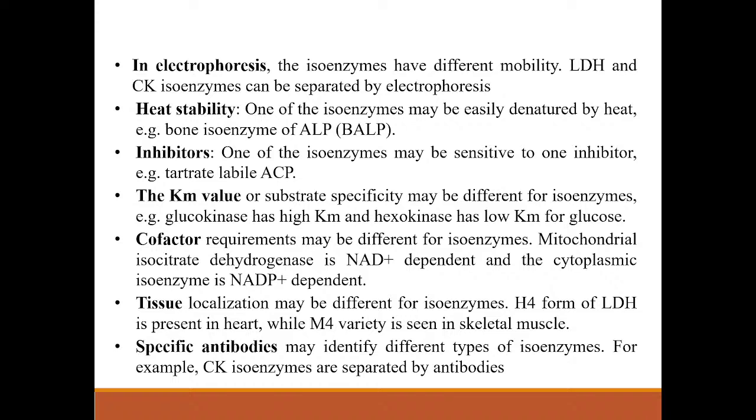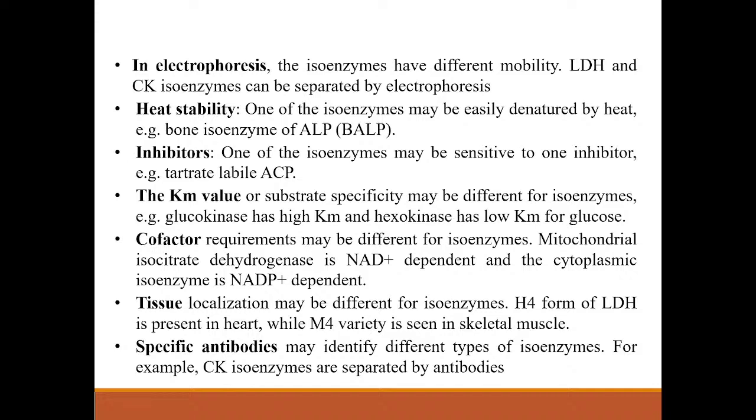The Km value or substrate specificity may be different for isoenzymes. Example, glucokinase has high Km and hexokinase has low Km for glucose. Already we have discussed this many times, but still you should know what the actual differences and effects are. Cofactor requirements may be different for different isoenzymes. Mitochondrial isocitrate dehydrogenase is NAD plus dependent and the cytoplasmic one is NADP plus dependent. So, one is NAD plus and one is NADP plus, which gives NADH and NADPH.